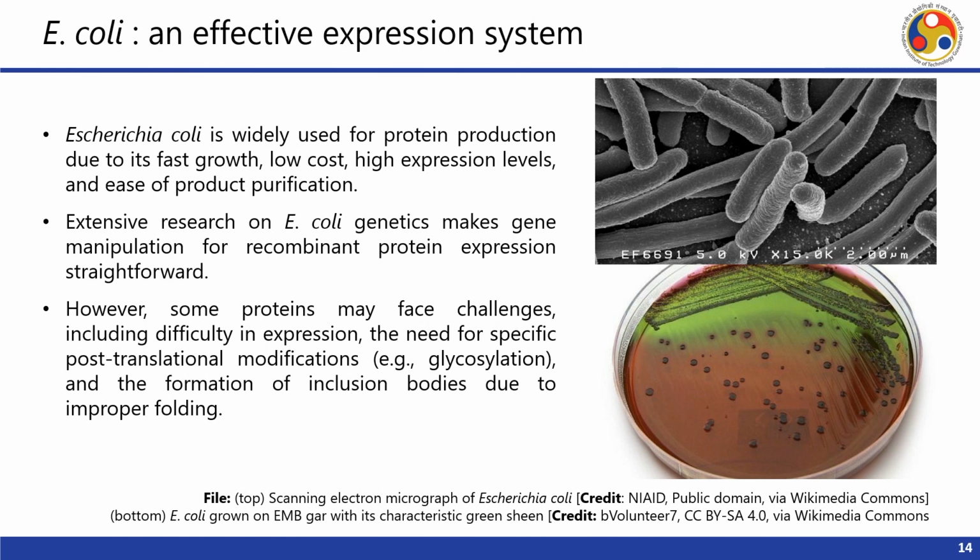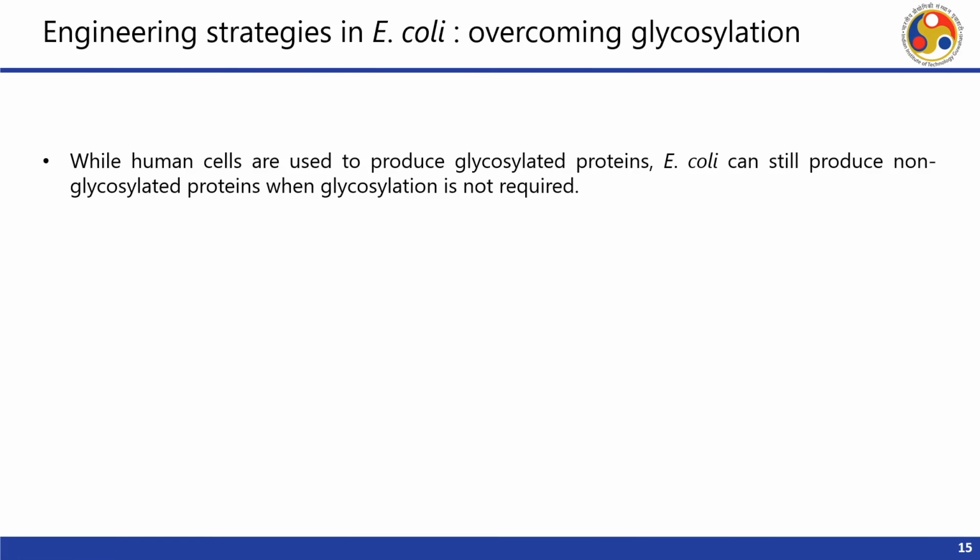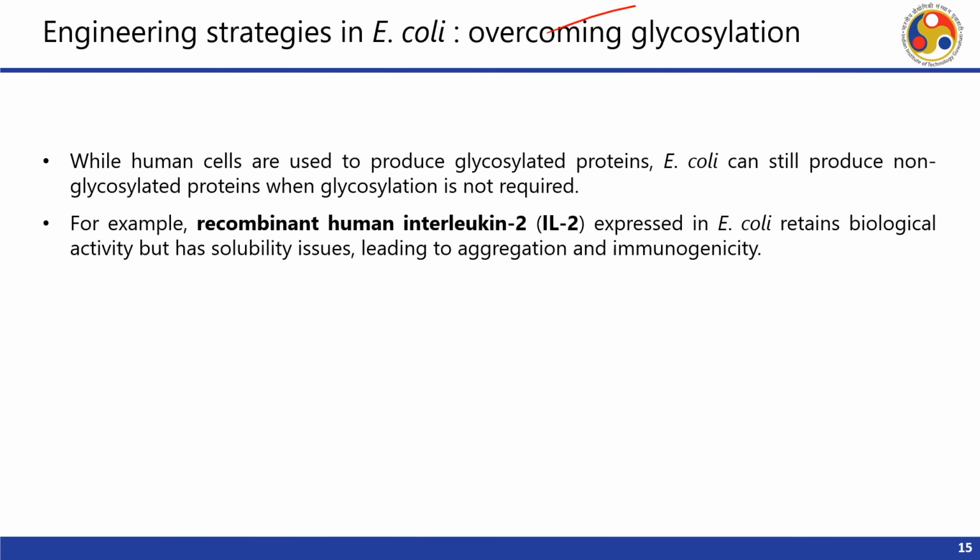However, some proteins may face challenges including difficulty in expression, the need for specific post-translational modification, for example glycosylation, and the formation of inclusion bodies due to improper folding. So, we have certain engineering strategies in E. coli for overcoming glycosylation. While human cells are used to produce glycosylated proteins, E. coli can still produce non-glycosylated proteins when glycosylation is not required.